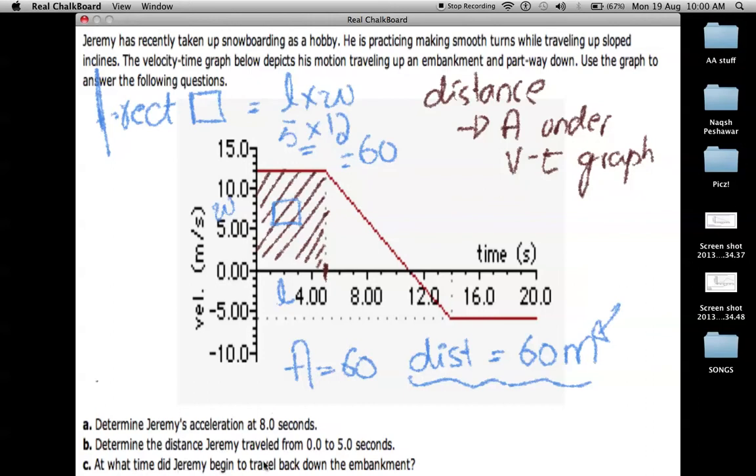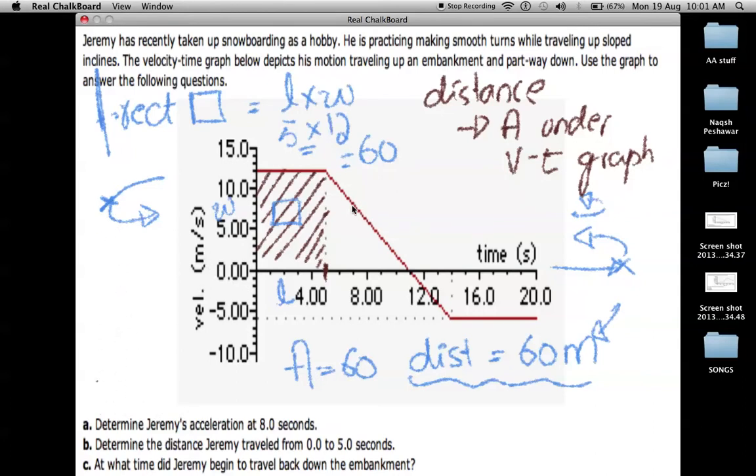At what time did Jeremy begin to travel back down the embankment? So when did he return? We know that when he has to turn around, there would be just a little instant when his velocity would be 0. He might just come here, stop for a while, and then turn around. Or even if he turns around like this, there would be this little instant when his velocity would be 0.